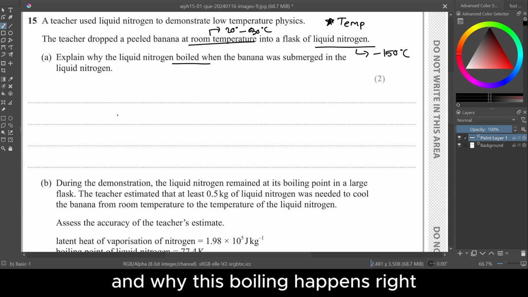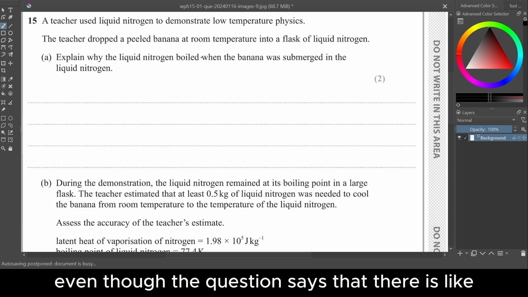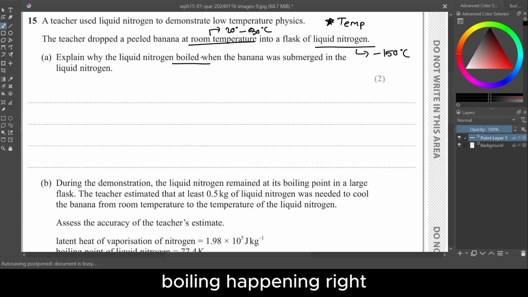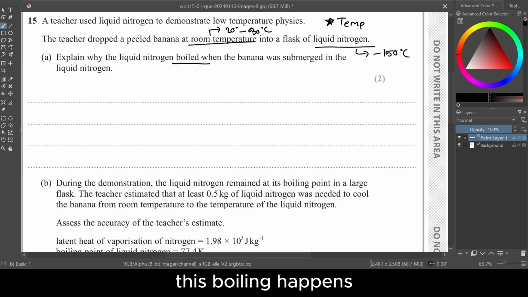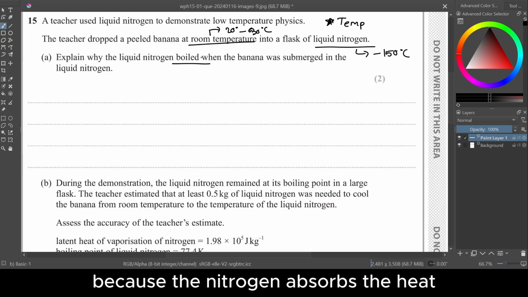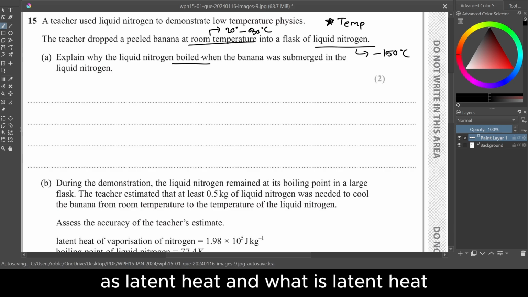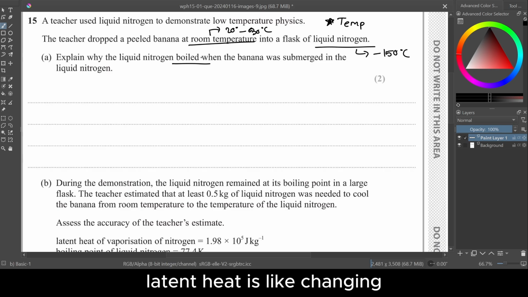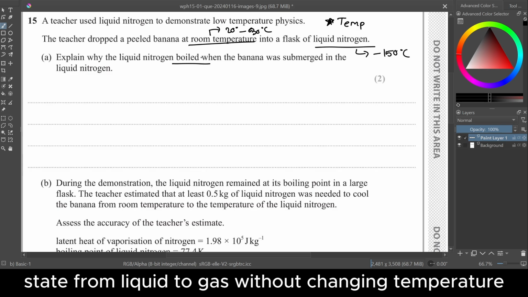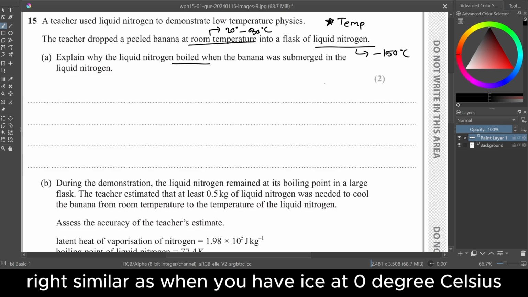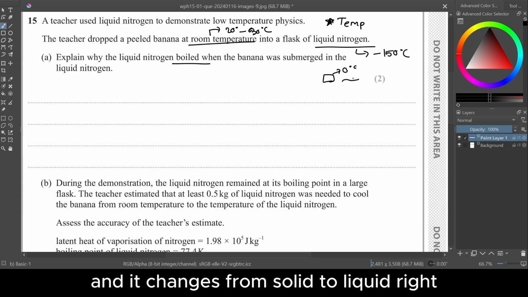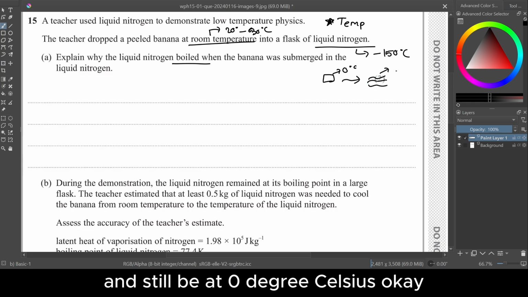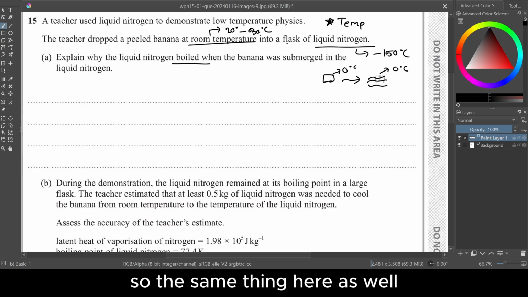And why does this boiling happen? Even though the question says there is boiling happening, why is it happening? This boiling happens because the nitrogen absorbs the heat as latent heat. And what is latent heat? Latent heat is changing state from liquid to gas without changing temperature, similar to when you have ice at 0 degrees Celsius and it changes from solid to liquid and is still at 0 degrees Celsius. So the same thing here as well.